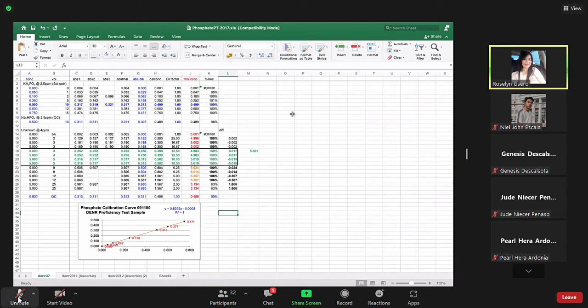Ang primary standard is, example, ang atong gina-analyze diri is ang phosphate sa water. So, dapat, ang primary standard niyo should also contain phosphate. So, what is the best chemical in the lab nga may ara sina which can fit sa requirements ng primary standard? So, we have here potassium dihydrogen phosphate.